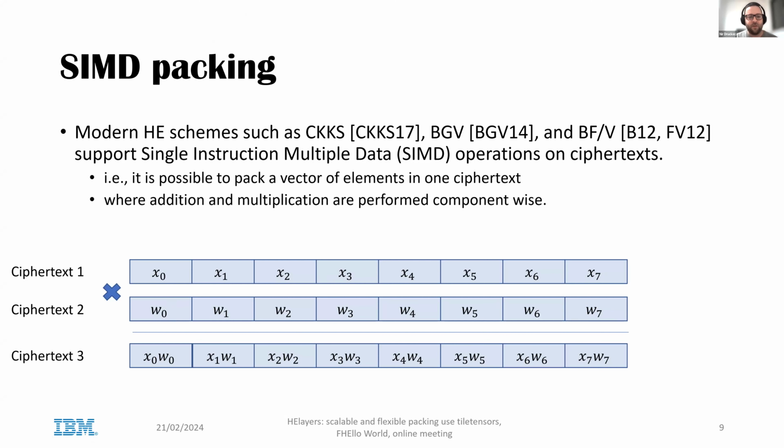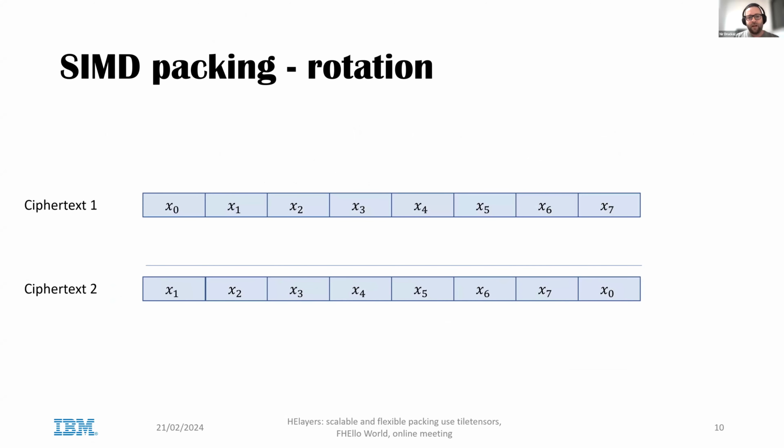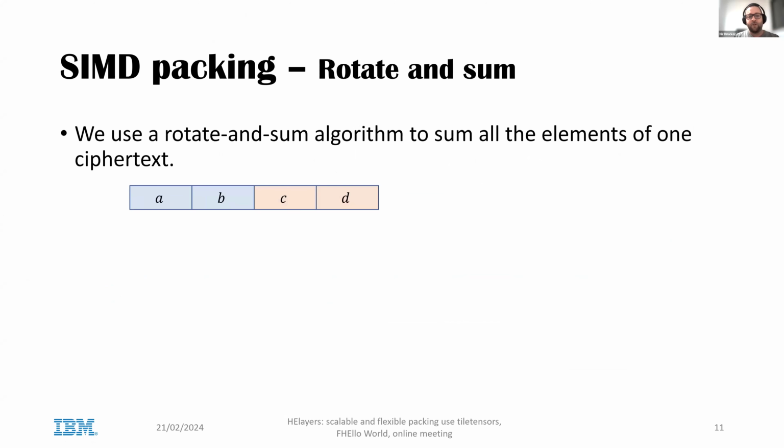So that's the idea of SIMD. We can, of course, leverage that, and this is well-known data, to perform other operations. We can also use rotations, for example. If we have x0 to x7, we can move x1 to x7, and then the x0 goes here, rotation by 1. We can do rotation by 2, by 3, by 4. And we can use these operations to perform more complex functions, like rotate and sum.